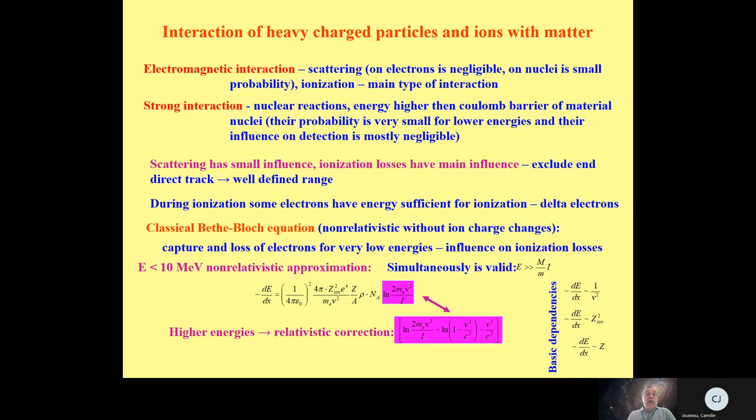ionization. This is the main type of interaction which is possible to use for detection. The second process connected to electromagnetic interaction is scattering. Scattering of this heavy particle with electrons has negligible influence, because the electron is very light against this heavy particle and the transferred energy is relatively very small.